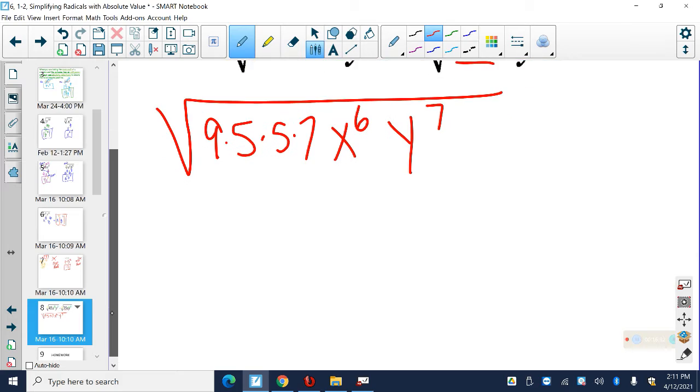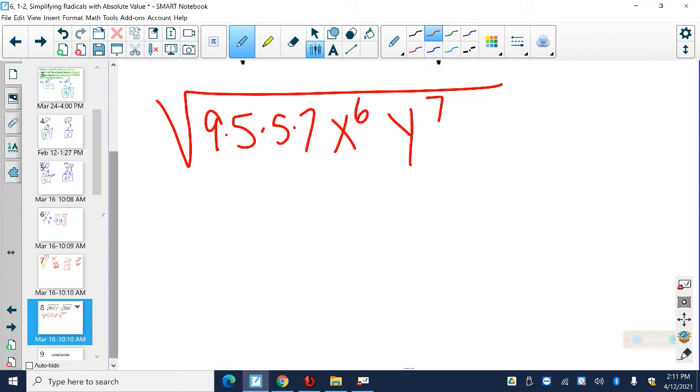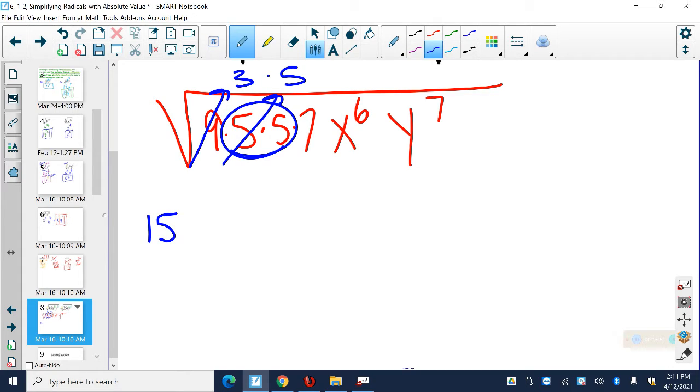Okay. Now, do you remember, in order to take the square root, you have to have a pair of something, right? Yeah. What is the square root of 9? 3. Do I have a pair of 5s in there? Yes, so that can come out as 15, right? So I'm going to have 15. Then this x is going to be 6 over 2. Because the 6 is divisible by my root of 2, I can do that, right? That's what we've been doing the whole time. Would you agree with me?